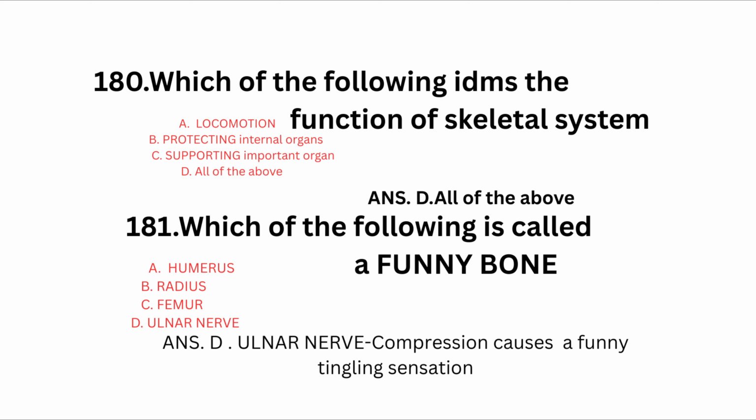180, which of the following is the function of skeletal system? A locomotion, B protecting inner organs, C supporting important organs, D all of the above. Answer is all of the above. 181, which of the following is called funny bone? A humerus, B radius, C femur, D ulnar nerve. Answer is D ulnar nerve. Compression causes a tingling, painful, funny sensation, so the funny bone is a nerve actually.